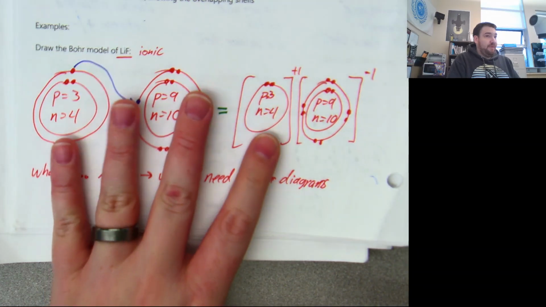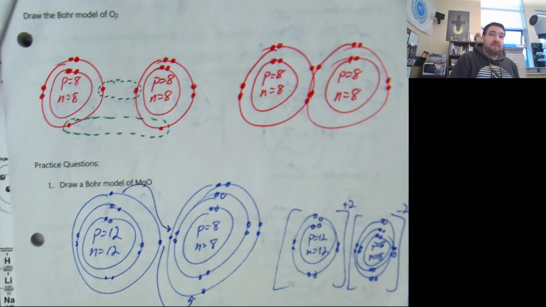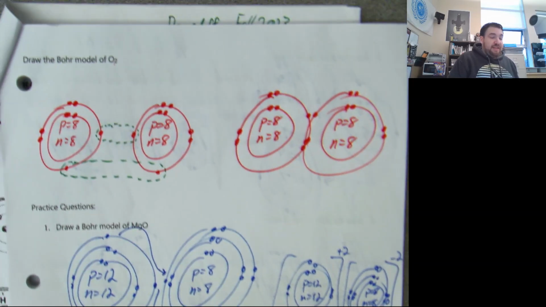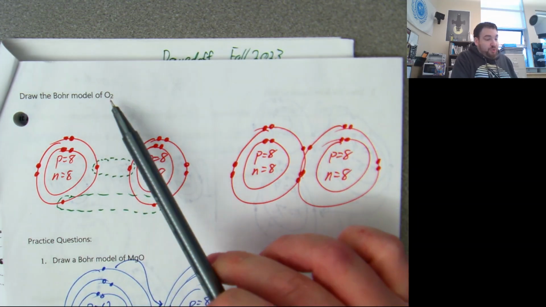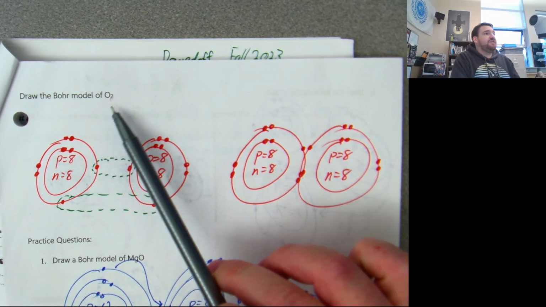Okay, I'll flip the page. So then the last example he would have done with you guys, or should have talked to you guys through yesterday, was something like this. We've got a Bohr model of O2.